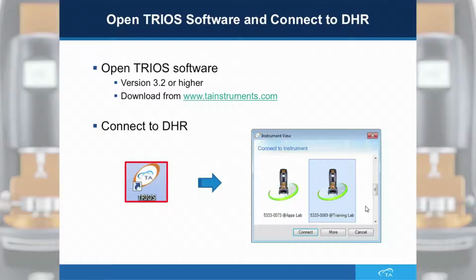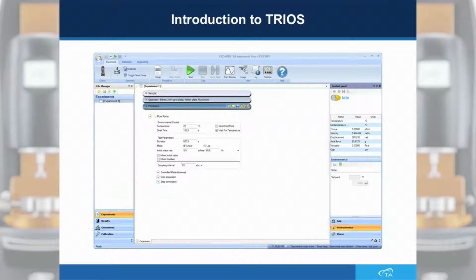The Instrument View window will open. Select the DHR instrument, and when the band around the instrument icon is green, press Connect. If an instrument-specific shortcut has already been created on your desktop, the Instrument View step may not be necessary. Once connected, the software will open and look like this, with the top ribbon and 3 vertical panels.